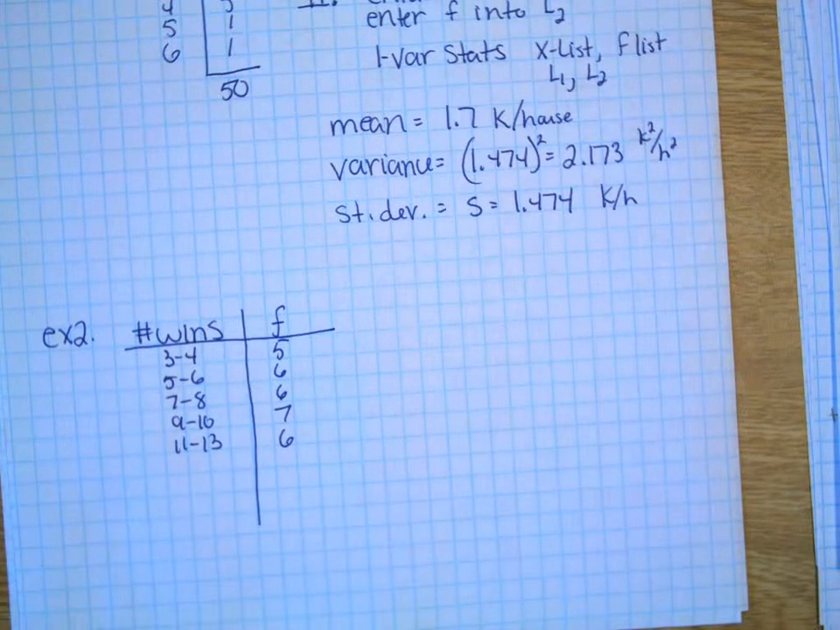I need to see what this is all about. Page 82, number 30. The number of wins for each National Football League team in 1997 are listed. It says how many teams had that number of wins. Make a frequency distribution.